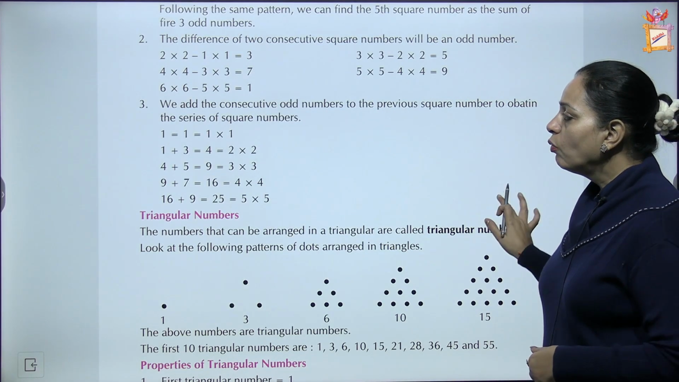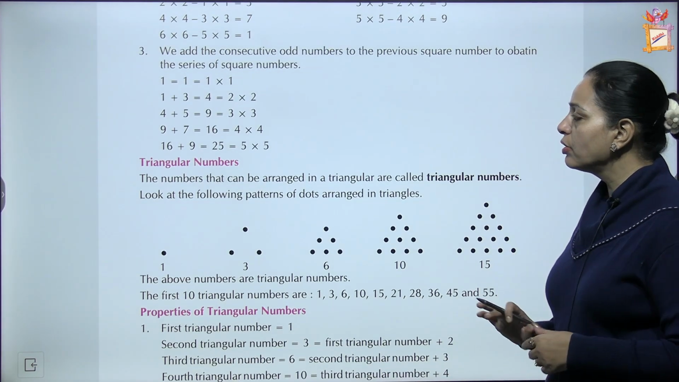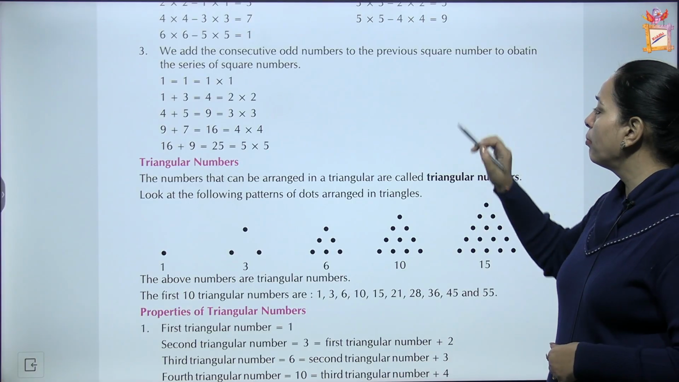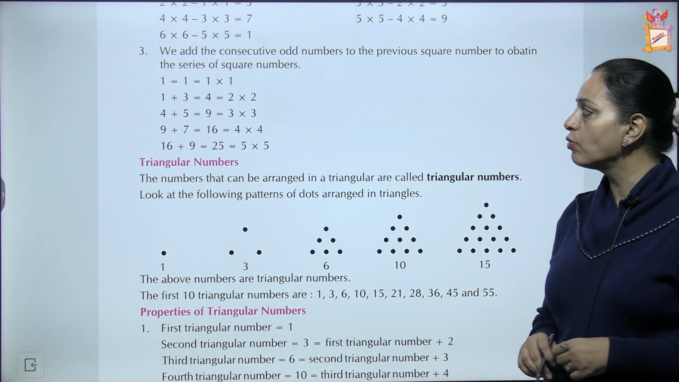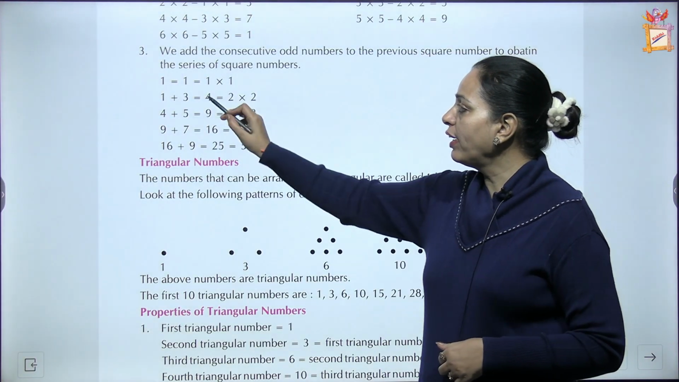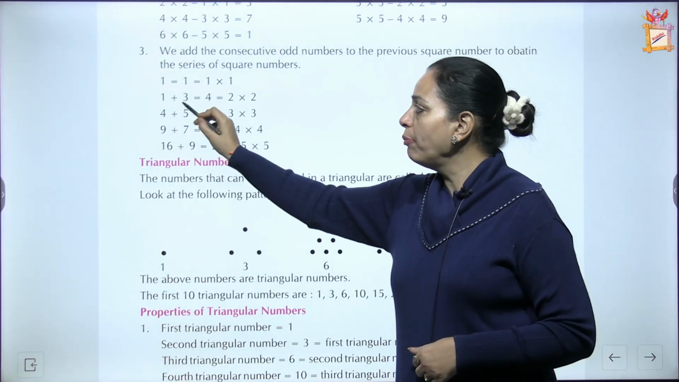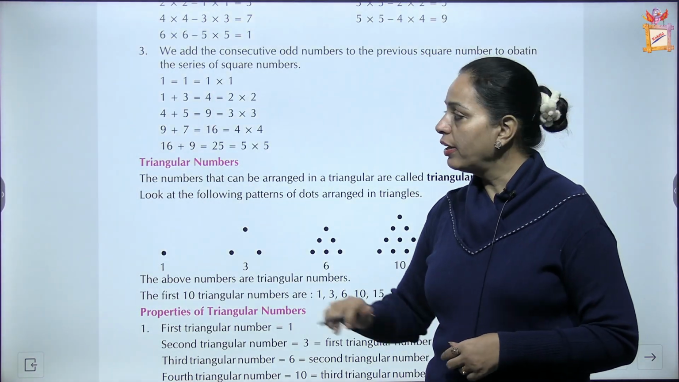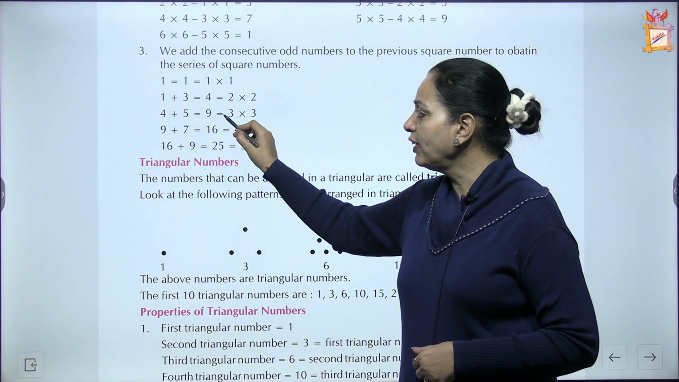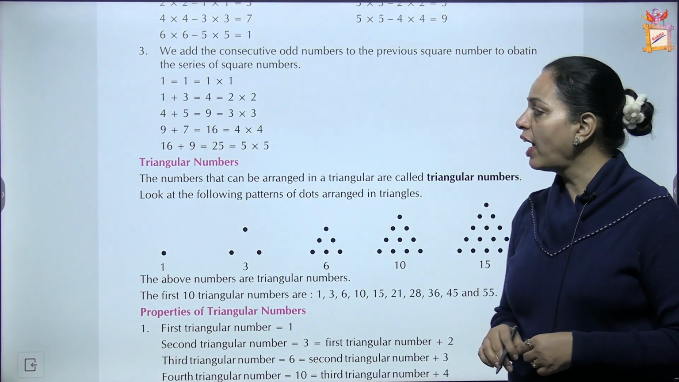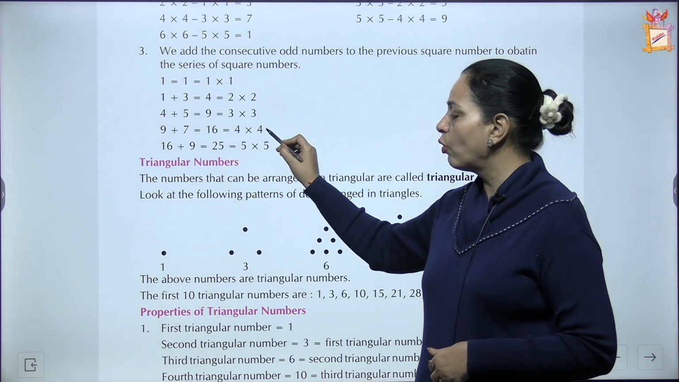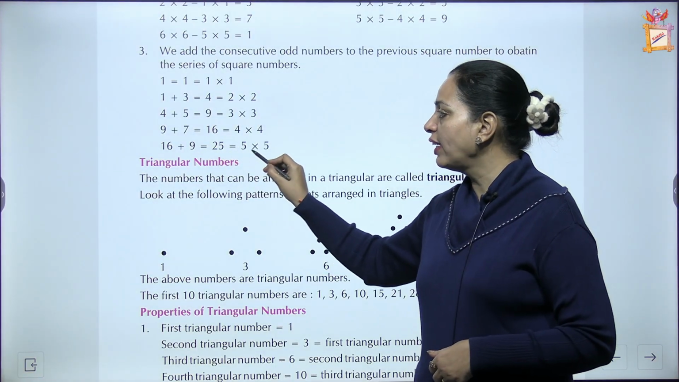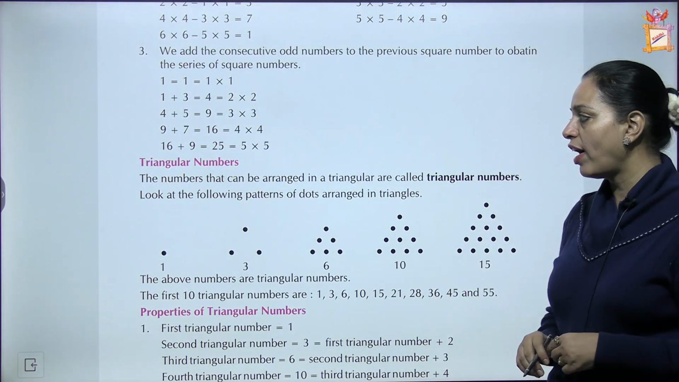Now the third, we add the consecutive odd numbers to the previous square number to obtain the series of square numbers. See, 1 here, 1 into 1. So 1 में हम 3 add कर दें, we are getting 4, that is a square number. Now 4 plus 5, 9, this is the square of 3. Then 9 plus 7, 16, square of 4. 16 plus 9, 25, square of 5.